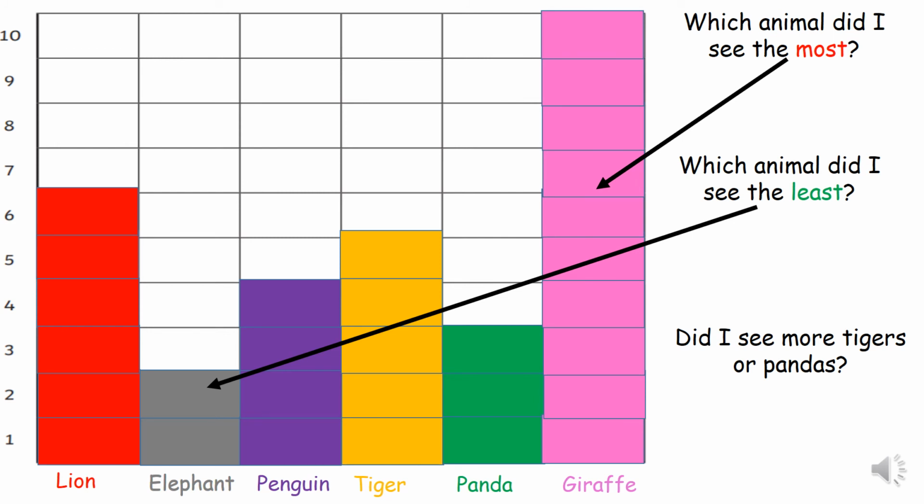Did I see more tigers or pandas? So what you need to do now is look for tigers and look for pandas and compare them. So we can see tigers, there was 5 tigers, and pandas, there was 3 pandas. We can see that by looking at the block diagram. So I can see there were more tigers than pandas.